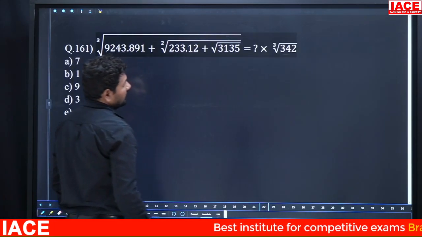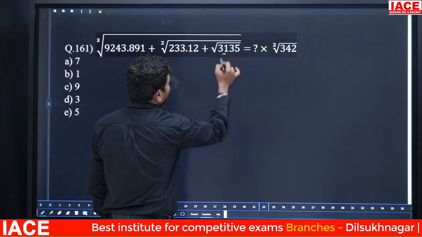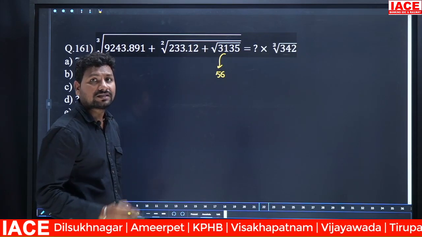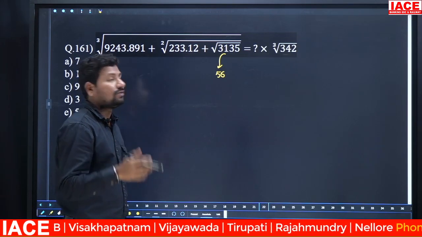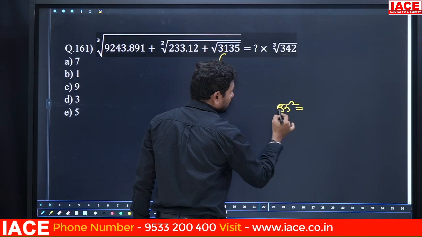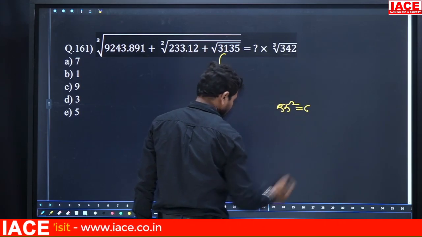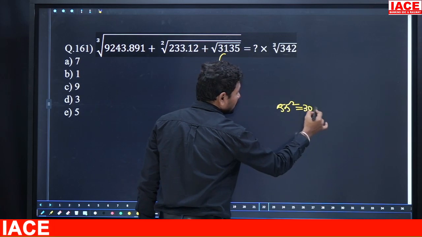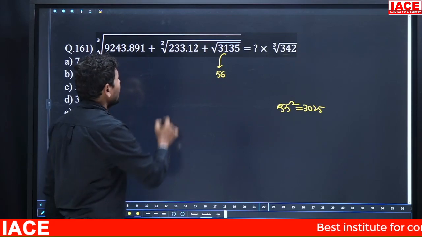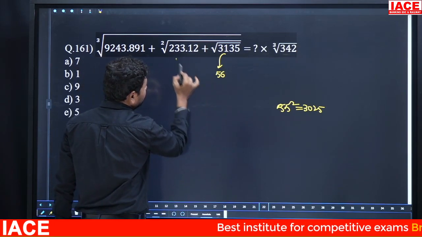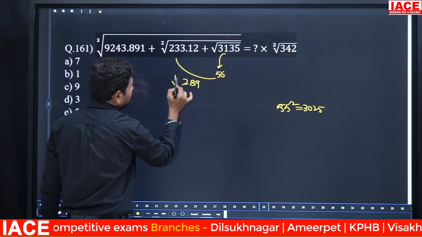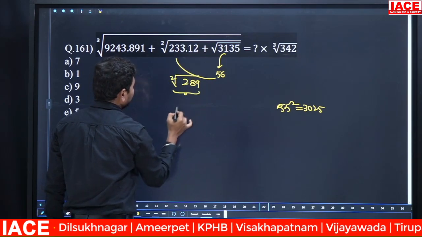Here 3135, it is a square root of an answer of 56. 55 square answer is what? 3025. Okay, then 55 square: 5 next number is 6, multiply and you will get the value 55 square answer is 3025. Comparing to 3025, 3135 is more. That's why I am taking 56. And 233 plus 56 is equal to 289. Root of 289 value is 17.